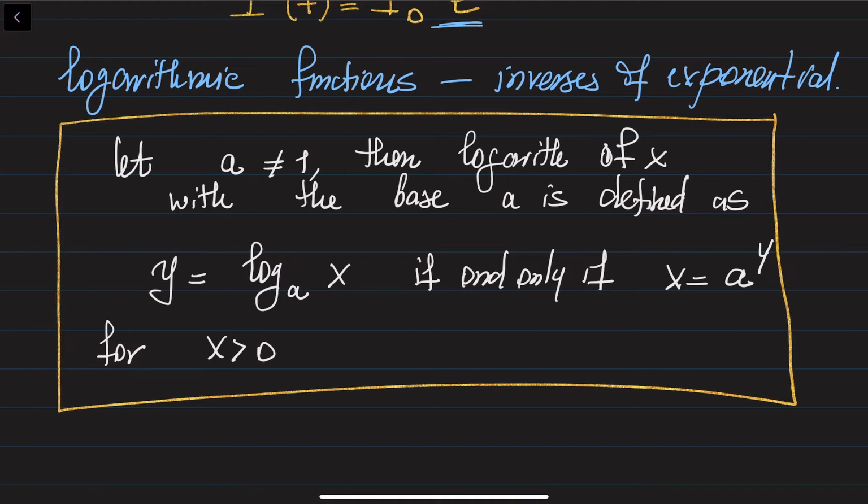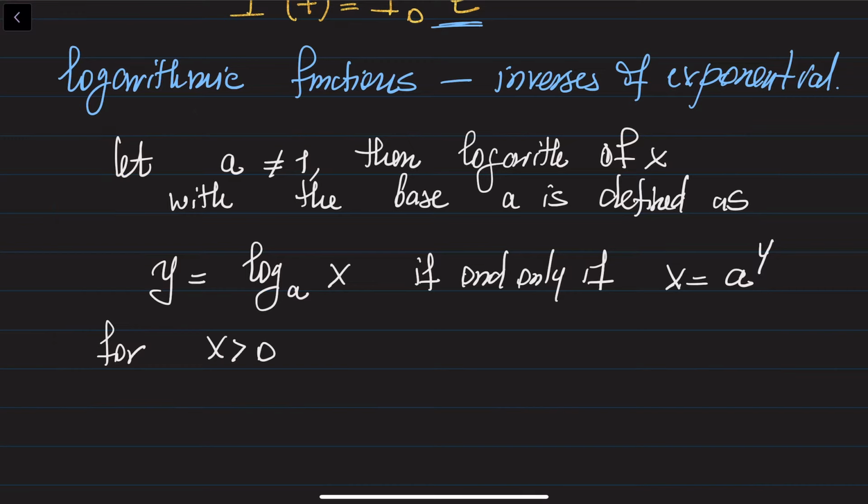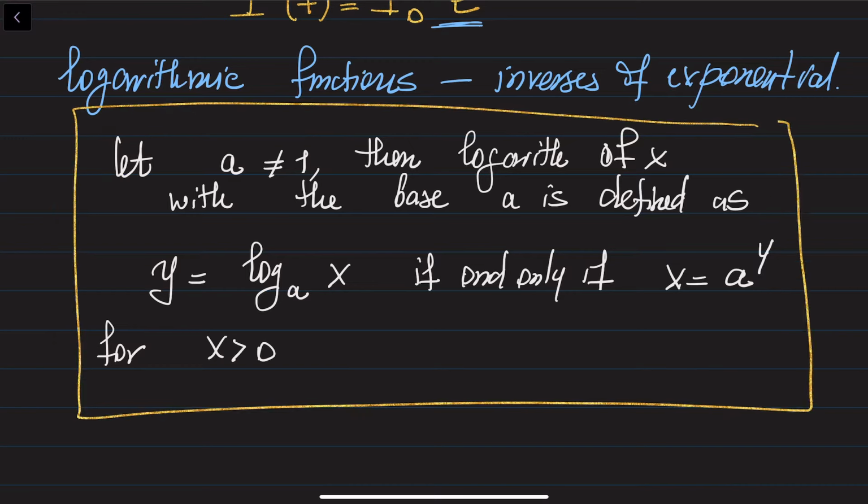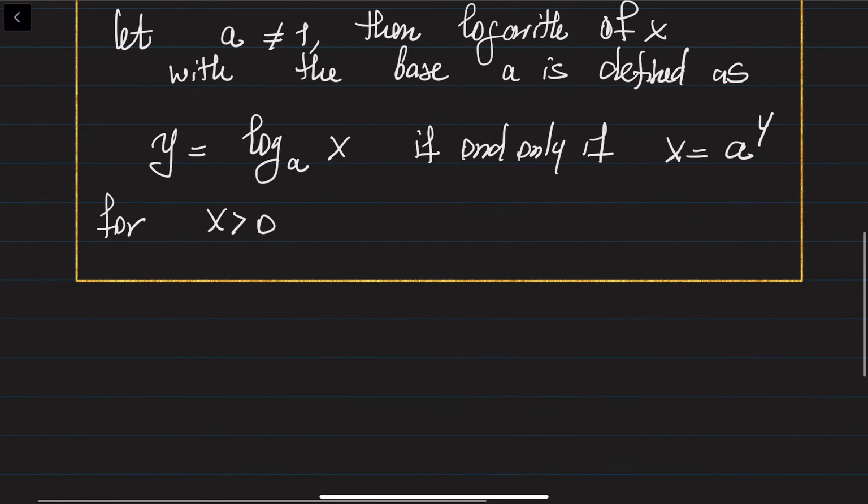And I'm going to now do a couple of examples in order to explain to you what it means. So let's assume that previously we talked about the exponential functions, right? So for example, if I would write down 2 in the power of 3 is equal to 8, right?